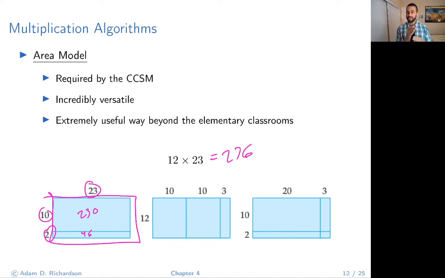But again, you don't have to decompose it in that way. You don't have to partition your rectangle in that way. You can partition it in any way you want, and that's the best part. So let's look at the next one.